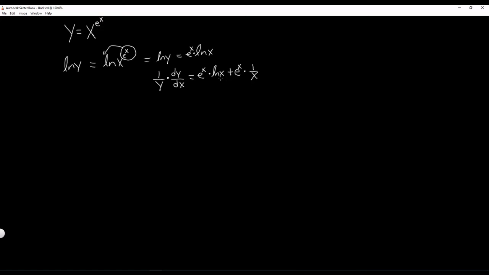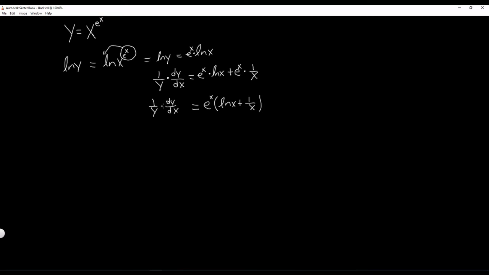And then this isn't absolutely necessary, but it'll help it look cleaned up a lot more. You see we're multiplying ln of x and 1 over x by e to the x. So we could actually factor out an e to the x, and this would be equal to e to the x times ln of x plus 1 over x. Okay, and on the right hand side we have the same thing, 1 over y times dy dx.